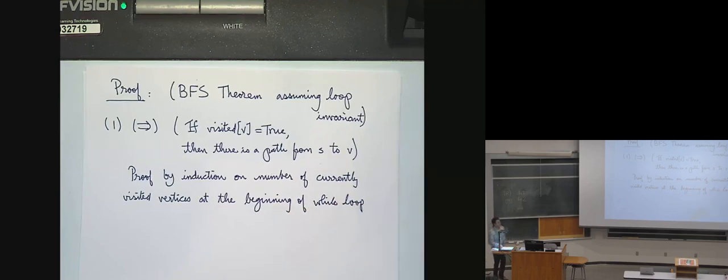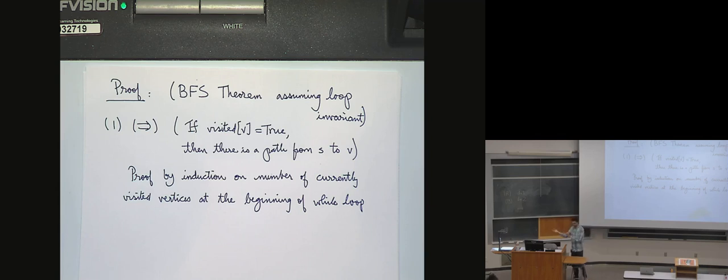Okay? Does this make sense? So I'm going to prove it by induction on the number of currently visited vertices at the beginning of the while loop, and I have my loop invariant to help me make this argument. What I need to argue is that if visited V is true, then there is a path from S to V. And you'll see that this argument actually is not that difficult, because essentially, when does a vertex get visited? When you dequeue something and you take a neighbor of it.